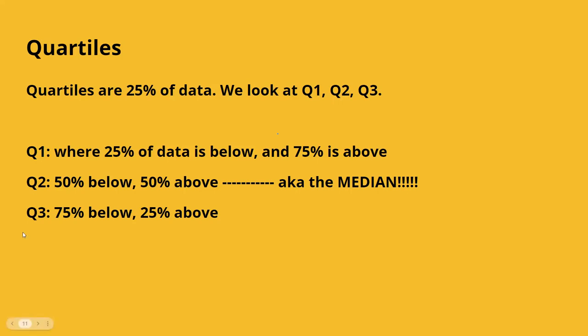Third quartile, 75% below, 25% above. So you scored higher than 75% of people. 25% of people scored higher than you.